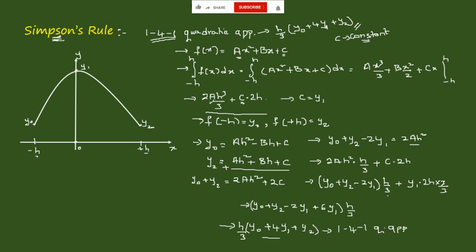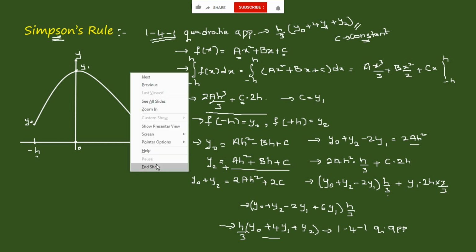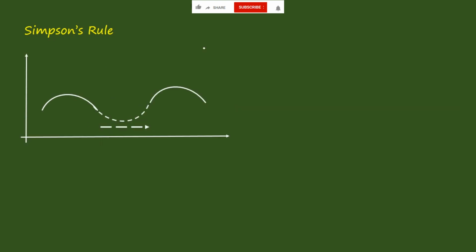Okay, now how does the Simpson's rule come from this particular 1/3 rule? We'll be finding it out. For this, first you have to know about the 1/3 quadratic approximation formula. The formula is nothing but given as h by 3 into y0 plus 4 times y1 plus y2.